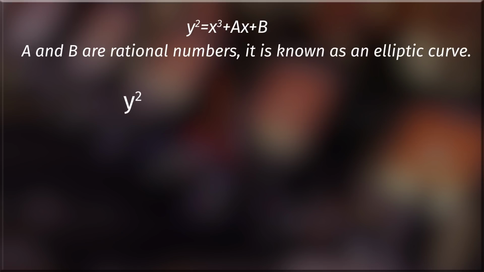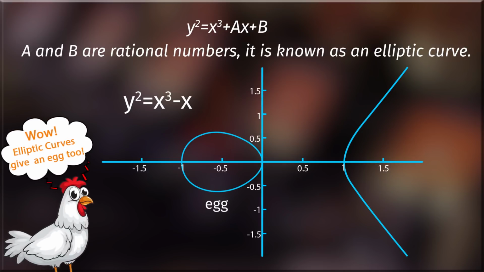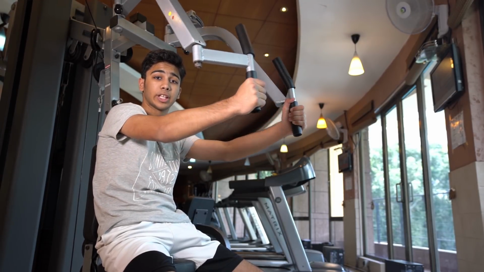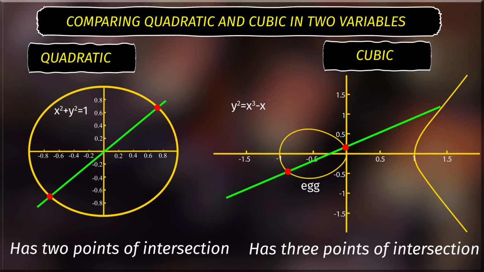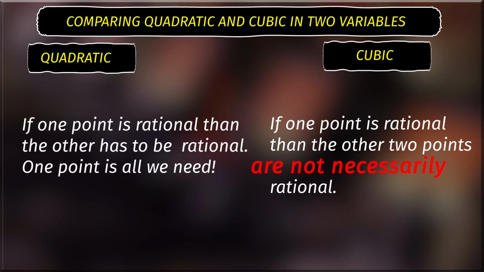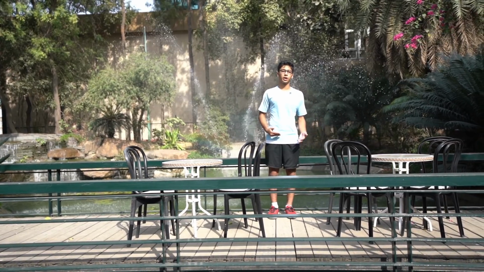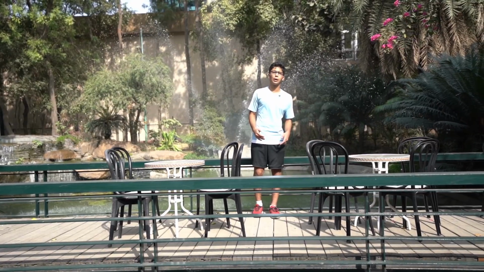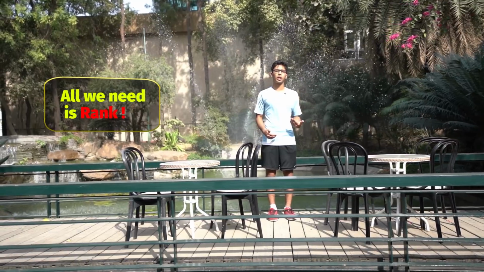How about equations of two variables in degree 3? They can be written as y squared is equal to x cubed plus ax plus b and is known as an elliptic curve. We have no general method to find all the rational solutions in cubic equations of two variables. Let's compare it to the quadratic case and understand why. Unlike the quadratic case, a cubic also has a finite number of solutions and 3 points of intersection. In the cubic case, we need 2 rational points to find the third rational point. This leads us to the crucial concept of the rank of an elliptic curve. The rank of an elliptic curve tells us how many points we need to generate all the rational points on the curve. It is the key to determining all the rational solutions.